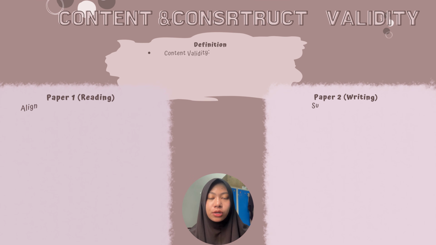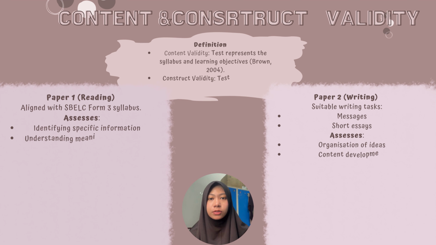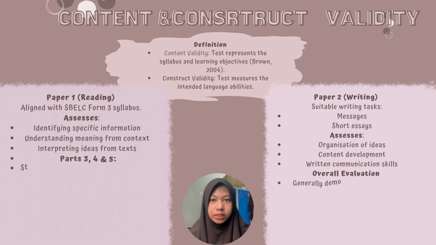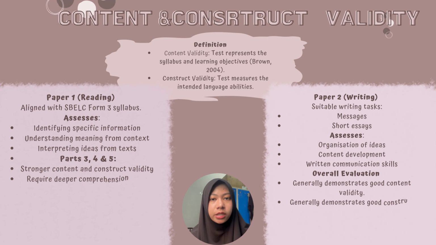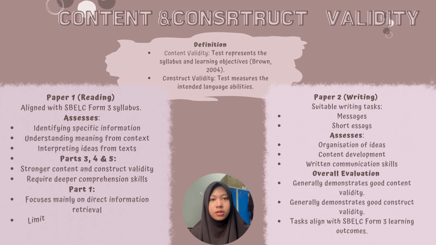Next, I will discuss content and construct validity. Content validity refers to how well a test represents the syllabus, while construct validity refers to whether the test measures the intended language skills. For paper 1, students are required to identify information, understand context, and interpret meaning from text. Parts 3, 4, and 5 show stronger validity because they require deeper comprehension skills. For paper 2, the writing task assesses students' ability to organize ideas and communicate effectively.